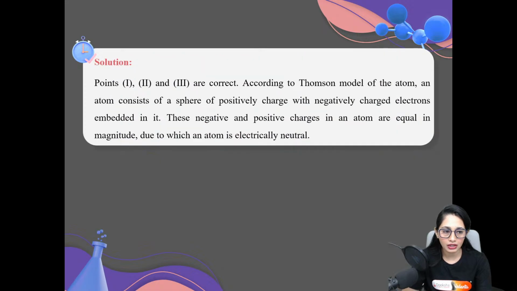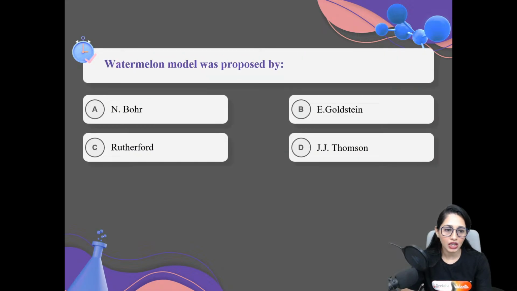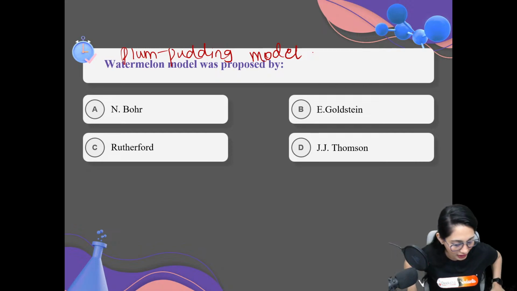Understood? Moving on. Now I am feeling like eating plum pudding. I had watermelon. Now I want to eat plum pudding. I definitely am a foodie.